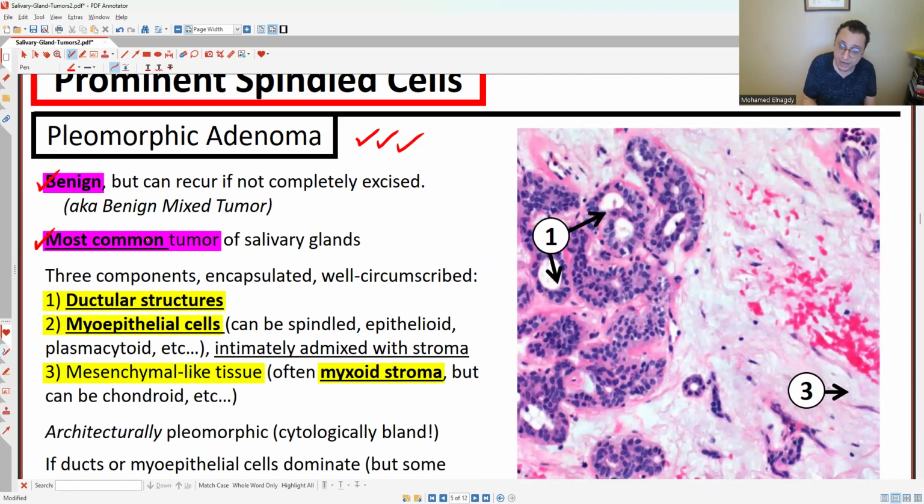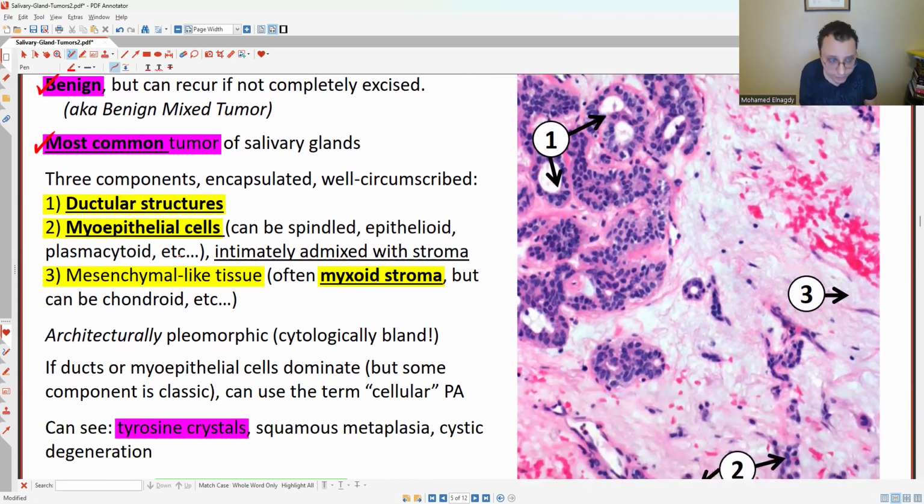And luckily, that's benign. They call it pleomorphic because it's architecturally pleomorphic. Like it might come in any pattern. However, the common histological feature that you will see in all the patterns is having three components. It's a triphasic tumor. This reminds me of Wilms tumor. We have some tumors with this triphasic, or three components, kind of thing.